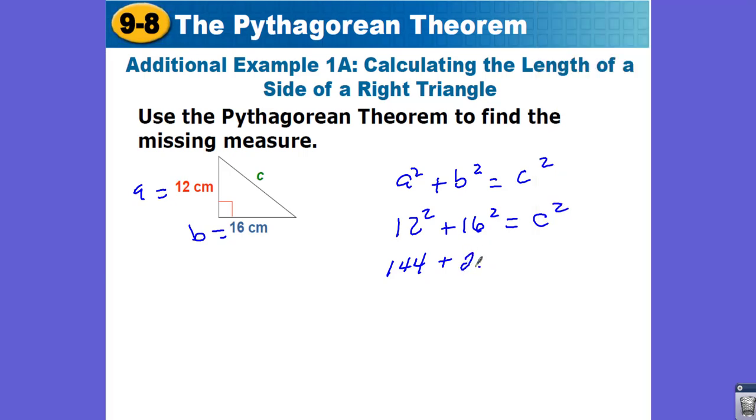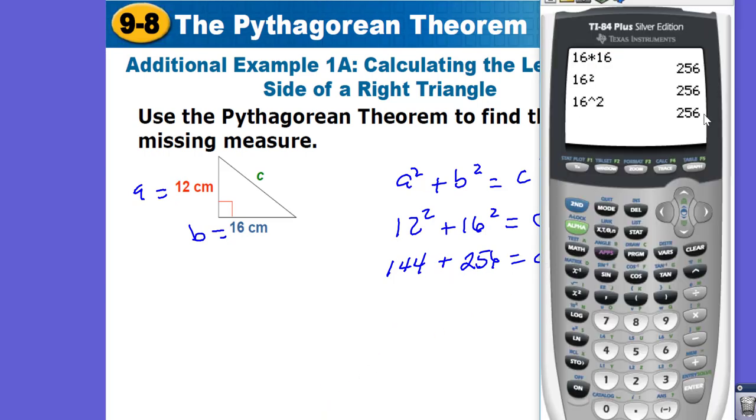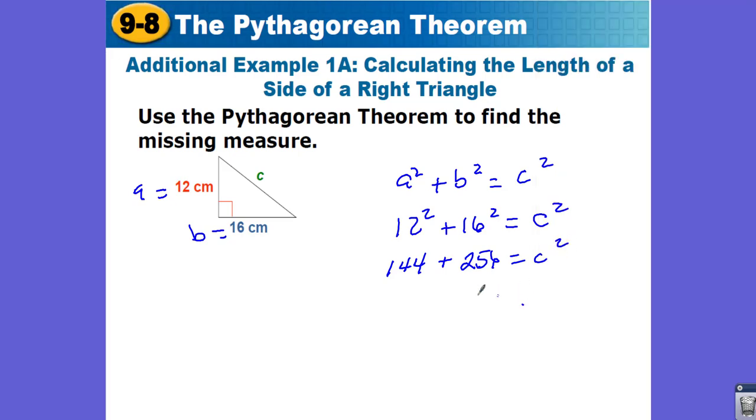So 256 equals c squared. Now we add these together. We go back to our calculator and do 256 plus 144. Oops, hit one too many. Then hit enter, and we get the answer of 400. So 400 equals c squared.